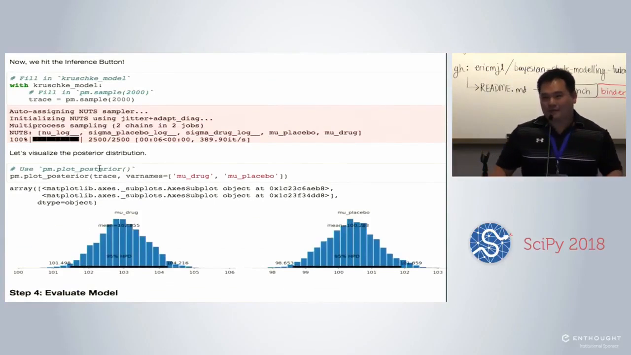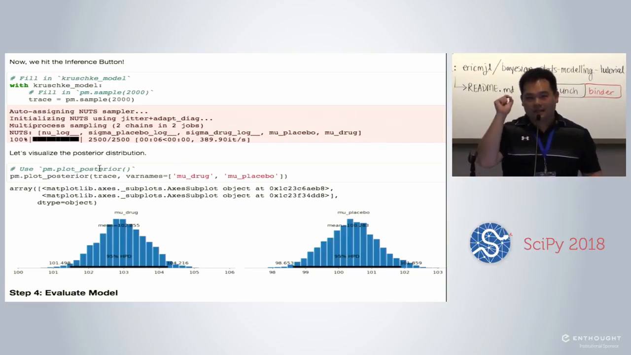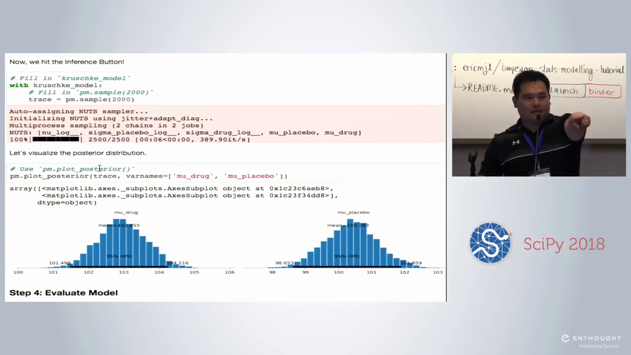Okie dokes. We'll ignore the effect size thing for now, but I just wanted to make the point: instead of just getting a point estimate for the effect size, you can also get a probability distribution. All right, question over there.